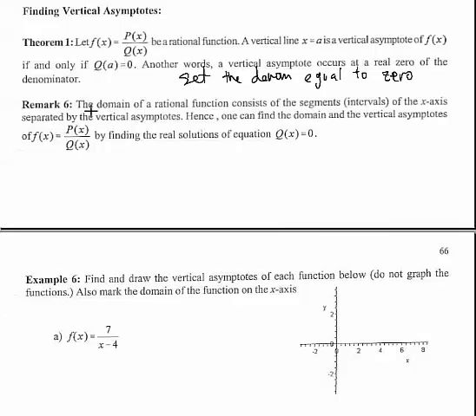Remark 6. The domain of a rational function consists of segments of the x-axis separated by the vertical asymptotes. We exclude these x values that make the denominator 0. Hence, one can find the domain and vertical asymptotes by simply taking the bottom polynomial and setting it equal to 0.